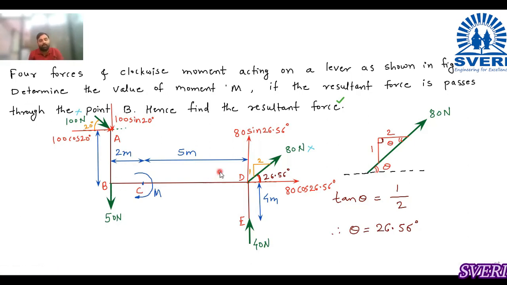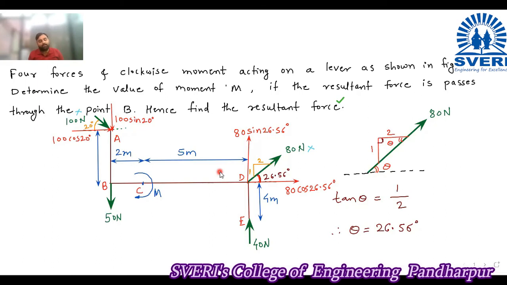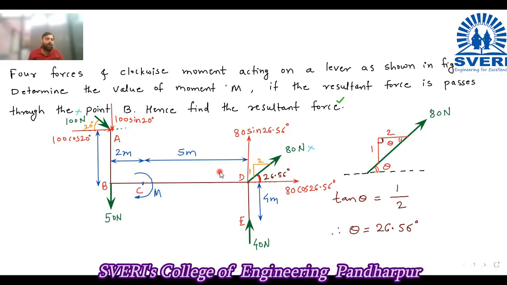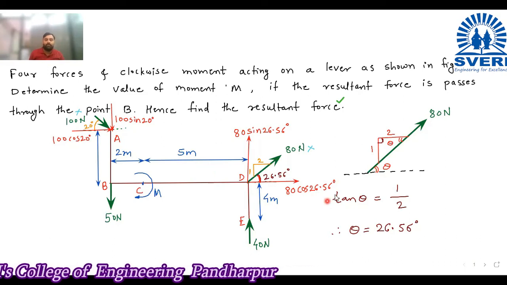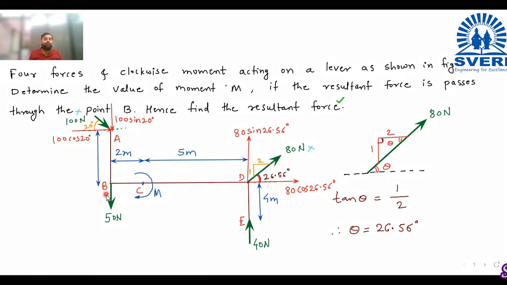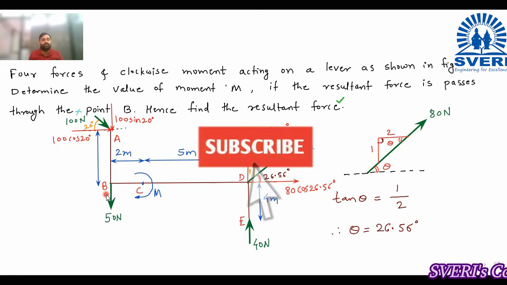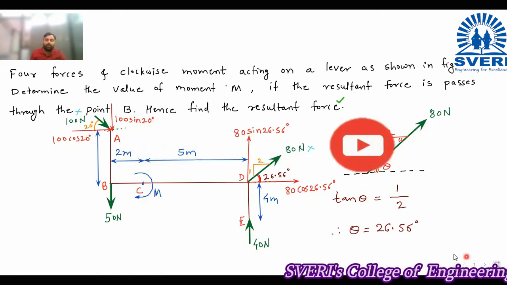Right now we have found the resultant, and we take its moment about the same point. We have studied the formula: summation m is equal to R into d. It is Varignon's theorem. So by using that we will calculate. But the resultant is passing through point B, so R into d will become 0 because the perpendicular distance of the resultant becomes 0. So we will put that over here.